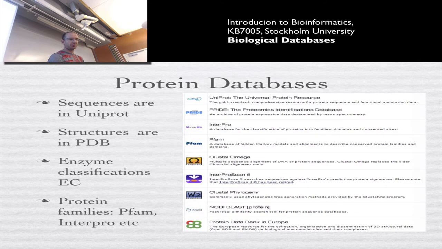So let's talk a bit about proteins. Most of this course we talk about proteins, so let's go through some of the protein databases a little bit, and particularly UniProt. For protein sequences, Europe uses UniProt, the Universal Protein Resource. That's supposed to be the gold standard comprehensive resource for protein sequence and functional annotation data.